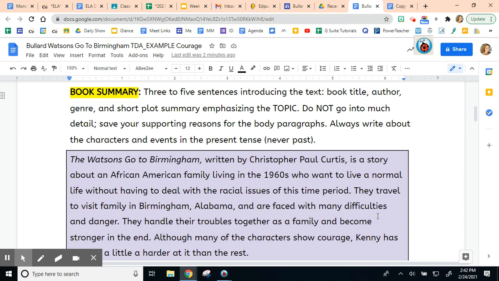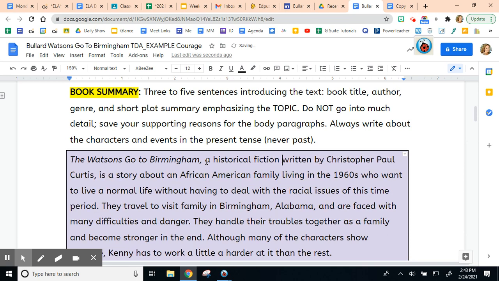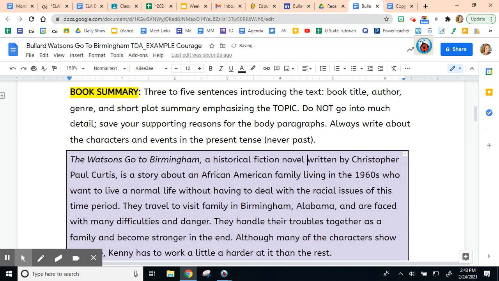Here's a good summary. Now you can use pieces and parts of my summary. I don't want you to copy it, but it's a decent summary, and if you want to use this to help you write your summary, that's fine with me, but just don't copy it word for word, okay? So remember, we have to include the book title, author, and genre, and notice how I do that. I'm going to put The Watsons Go to Birmingham, a historical fiction novel written by Christopher Paul Curtis. So there's the title, the genre, and the author.